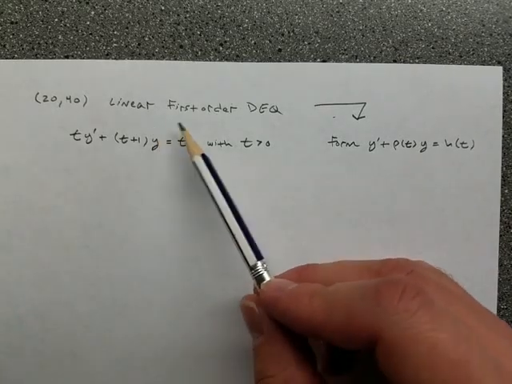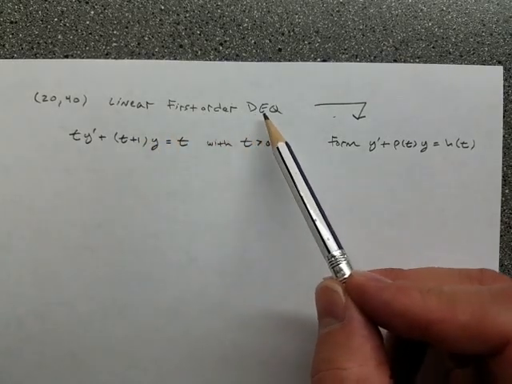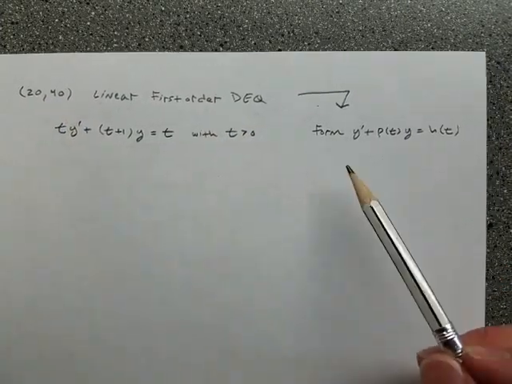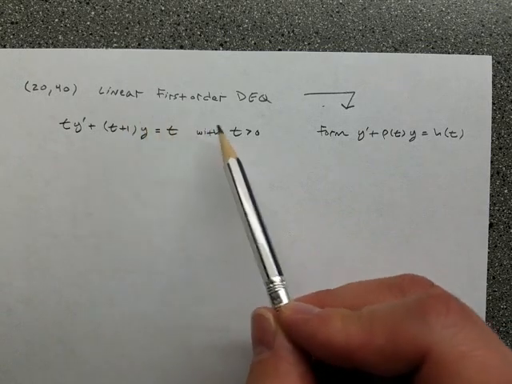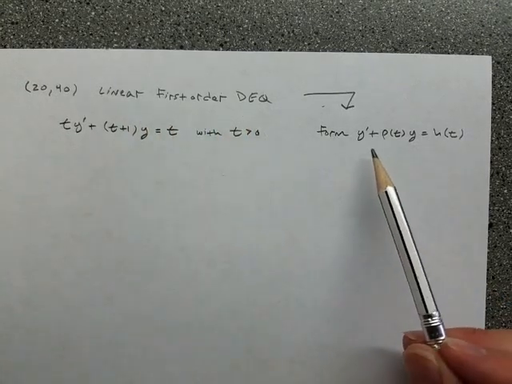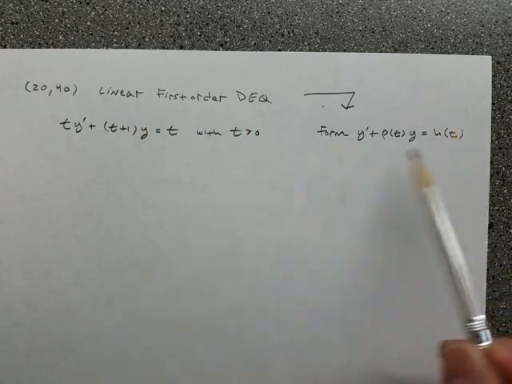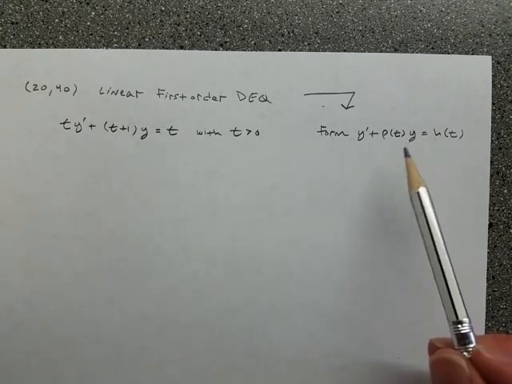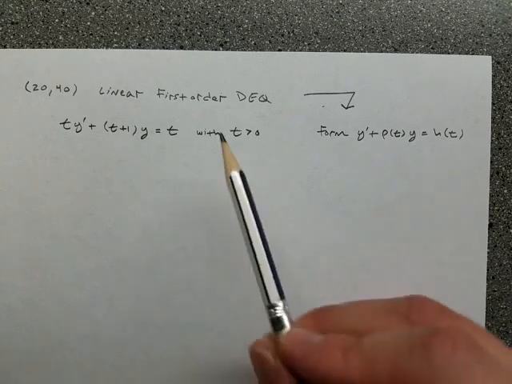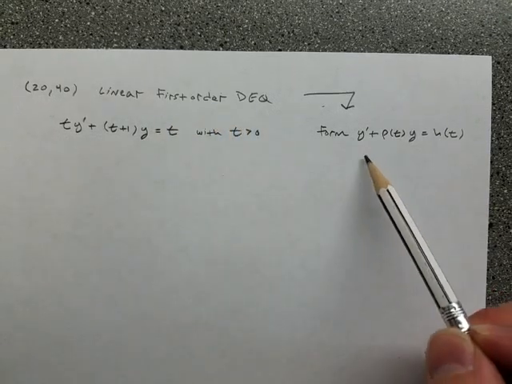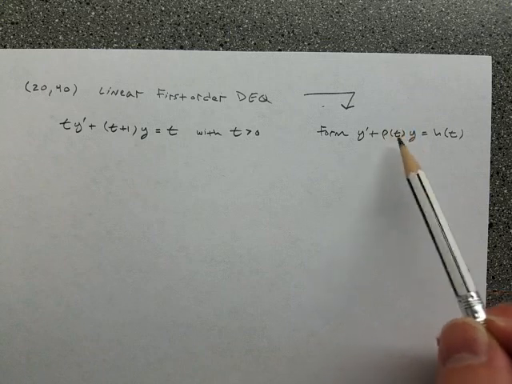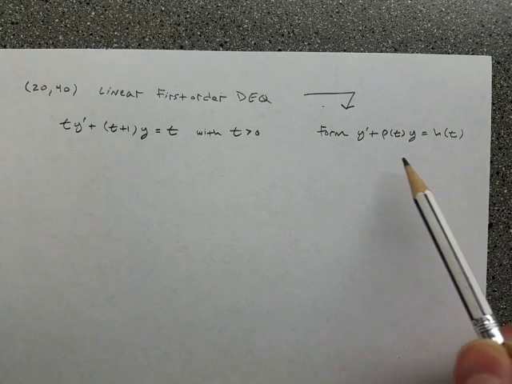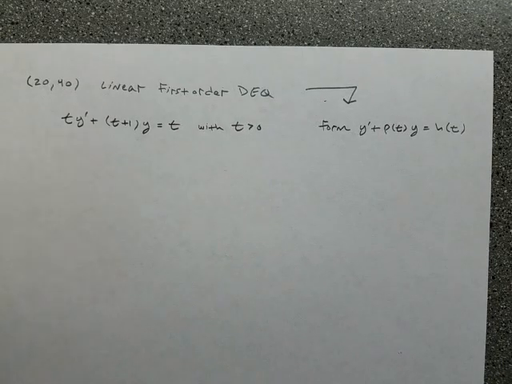Okay, let's see another example of a linear first order differential equation. So this is 20 on page 40, and if that's really what it is, then I expect it to either be like this, or I expect to see that I can transform this into that. There's the standard form of a linear first order differential equation: y prime plus some function of t times y equals some other function of t. And with this, we're not quite there.